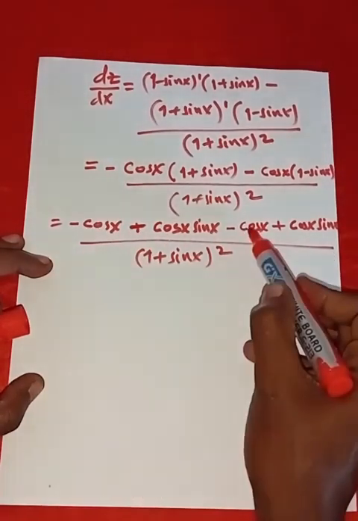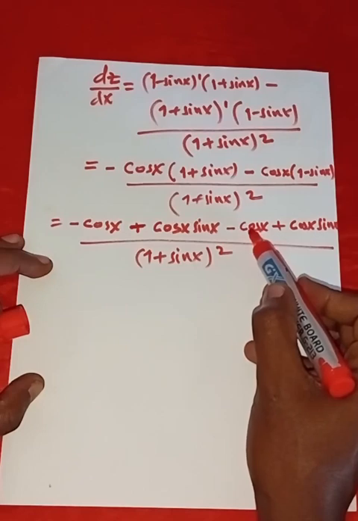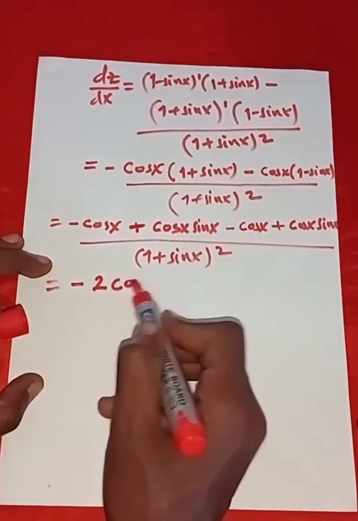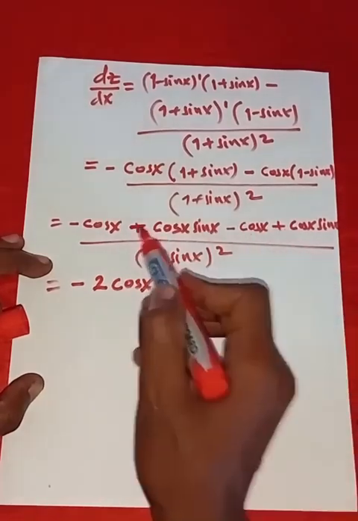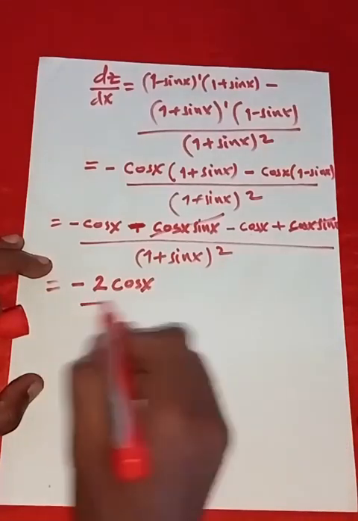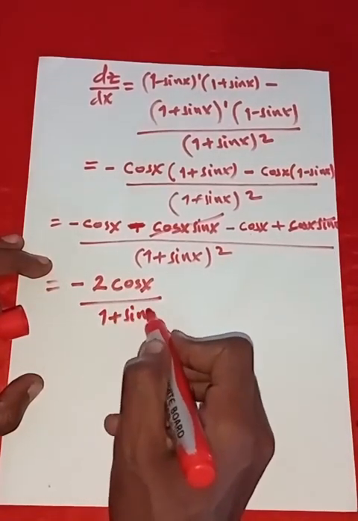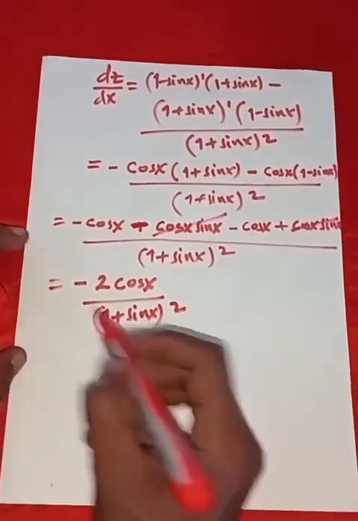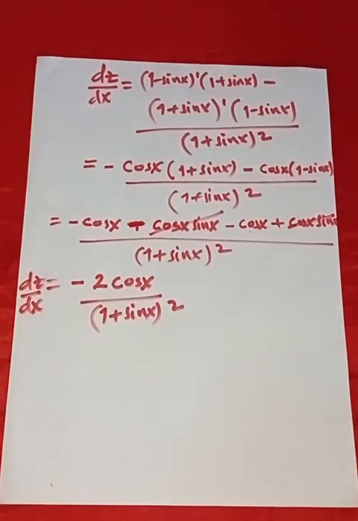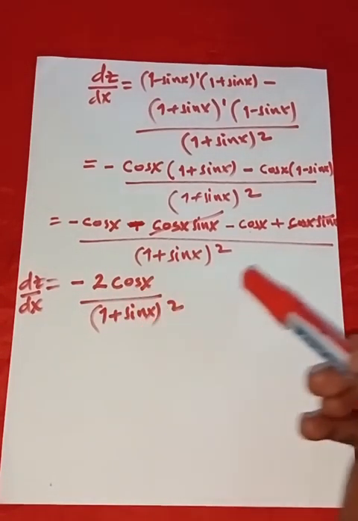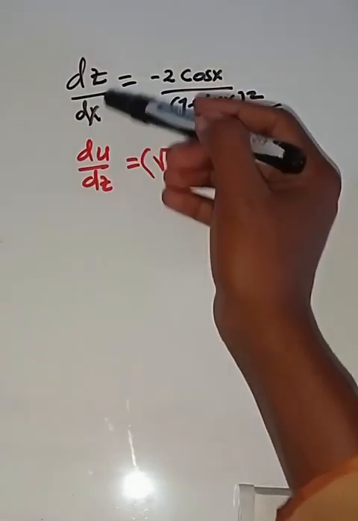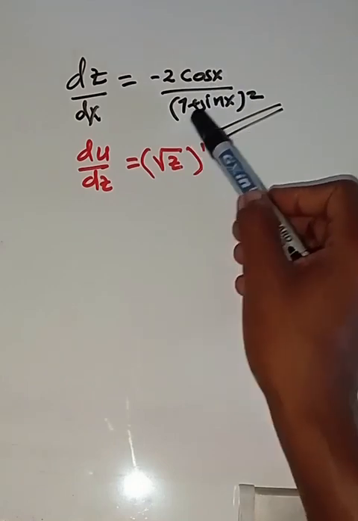So negative cos x minus cos x is negative 2 cos x. The sine terms, one negative and one positive, cancel out each other. So what's left for us is 1 plus sine x the whole square. So dz over dx equals negative 2 cos x over 1 plus sine of x the whole square.